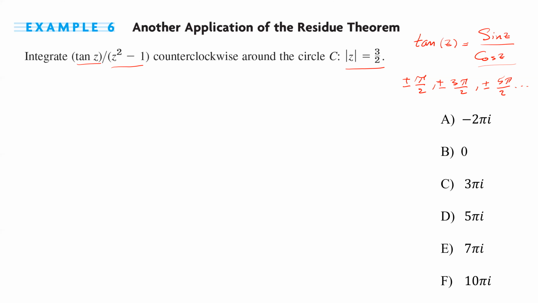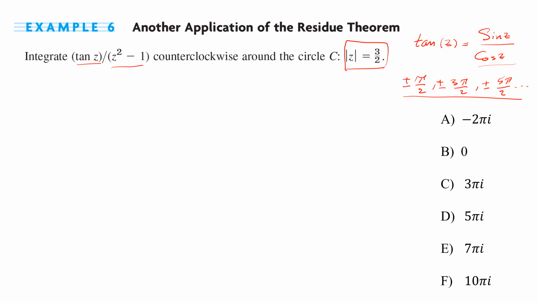At these points it is non-analytic. But how much is pi over 2? It's 1.57, so it's out. It is outside, right? All of these are outside the circle. So tan of z is analytic inside and on the circle. So tan of z is not an issue. It's an analytic function. All right.